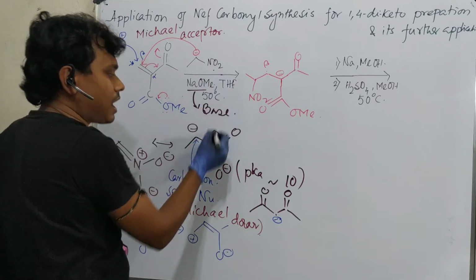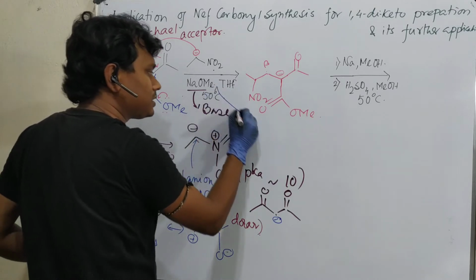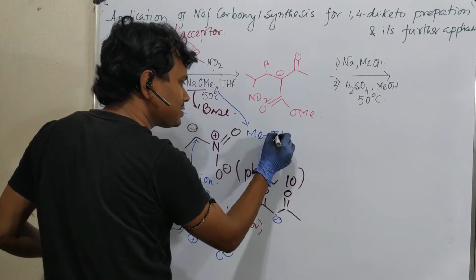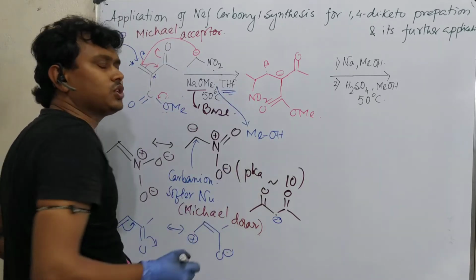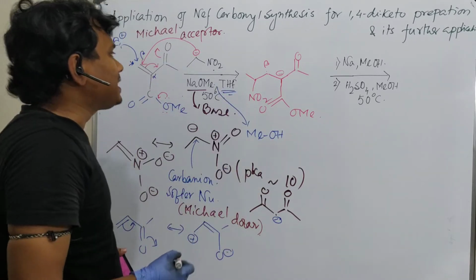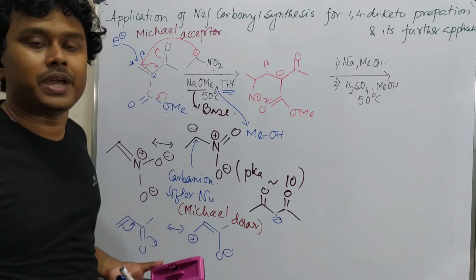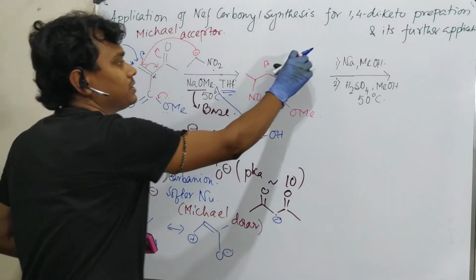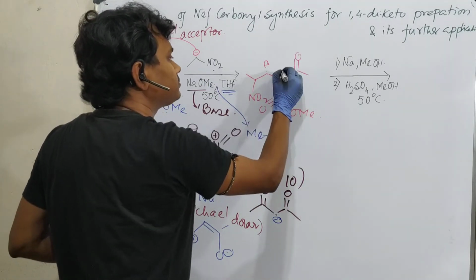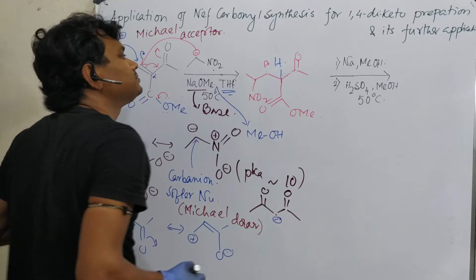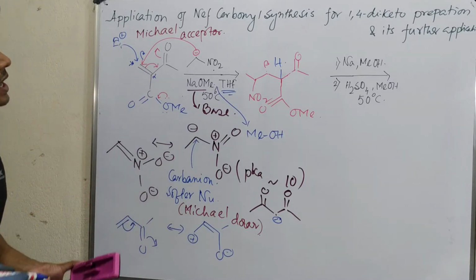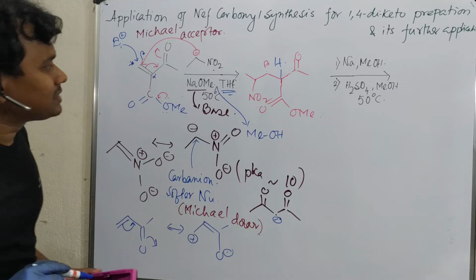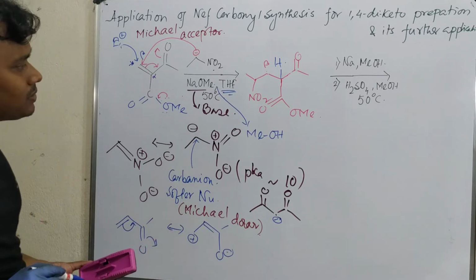NaOMe, after this proton abstraction, was converted into methanol. So you may consider that this is the source of proton because the other solvent is THF, so it can't give. So what is happening? It's a Michael addition reaction. Okay, so the hydrogen from this shifted here. Yes. Fine, you have understood.